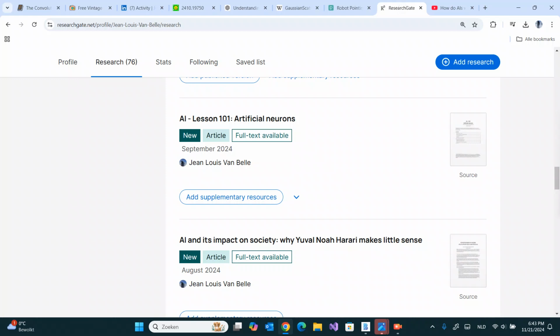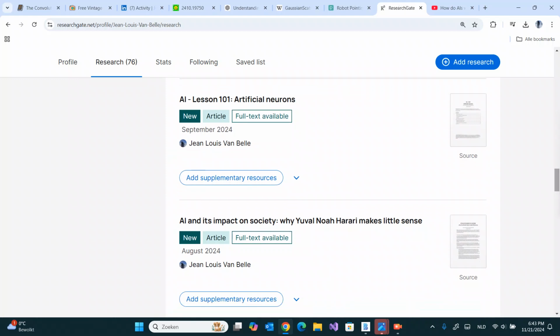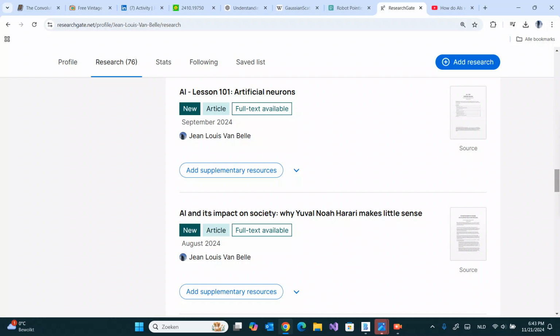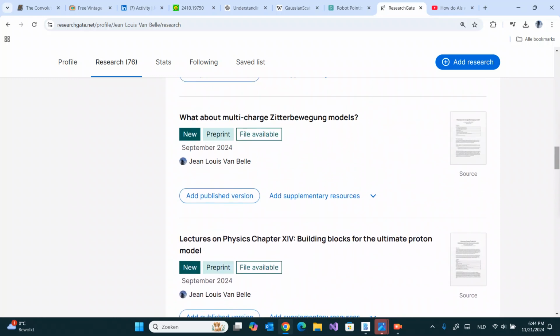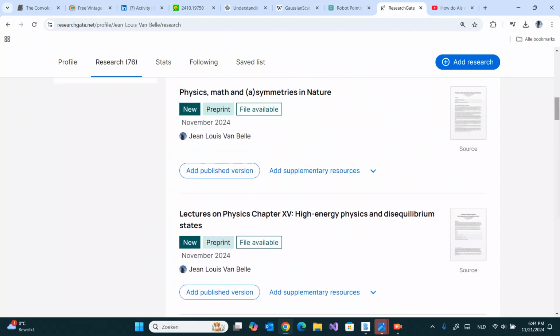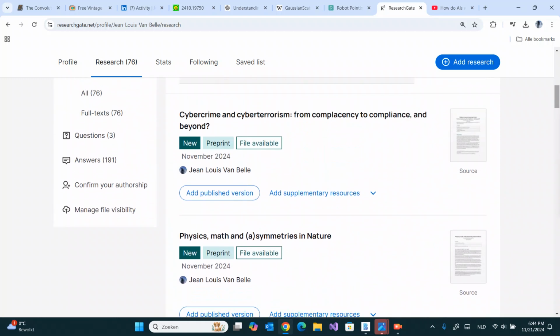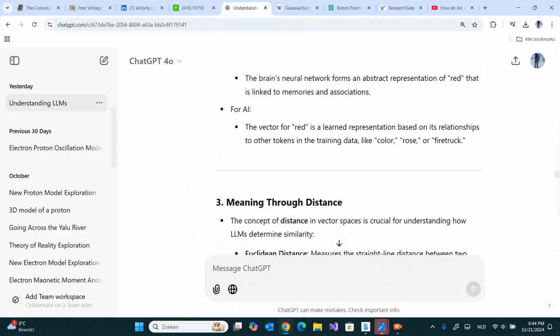Because that's maybe another thing if you wonder who I am. I publish on artificial neurons. It's sort of amateur research, AI and its impact on society. But my main topic is really fundamental physics, particle modeling, and from time to time, cybersecurity, the new threats. But that's who I am, and I use ChatGPT very, very actively for all these things I do.